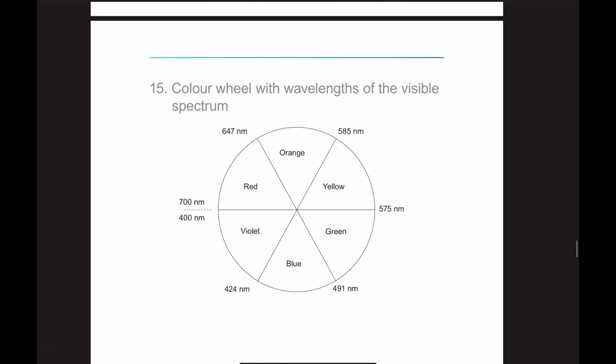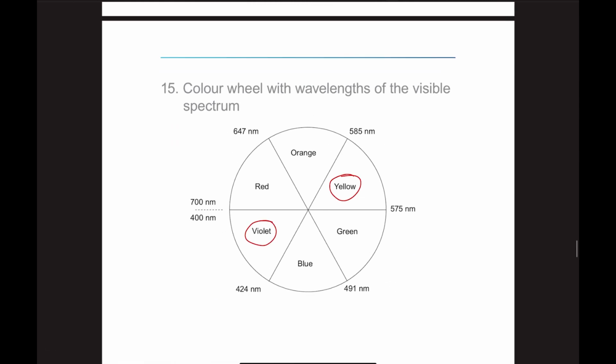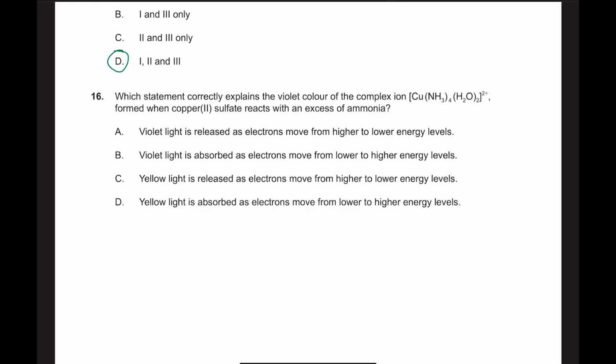Yeah, here you go. So violet is here. Opposite to violet is yellow. So that means yellow light has been absorbed. Now looking at the logic, there are two things. Either yellow light is released, or yellow light is absorbed, and yellow light is absorbed when electrons move from lower to higher energy levels, right? So yellow light is absorbed, that means energy is absorbed. When energy is absorbed, electrons get excited, that is, they get promoted to higher levels. Answer is option D.